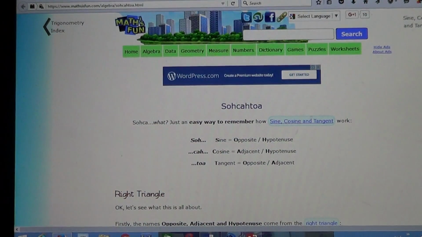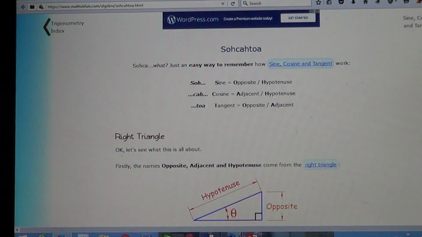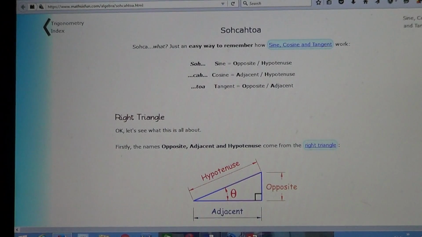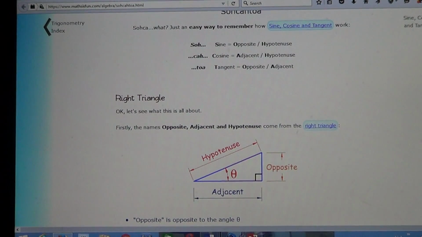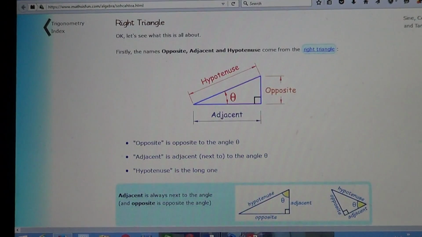The second resource is a website called Math is Fun. The site is very easy to access and it's for free. It explains what the actual word SOHCAHTOA means. A very clear explanation about the right angle triangles with a good illustration of the sides of the triangle, like hypotenuse, opposite and adjacent sides. Colorful illustrations are provided to create emphasis for different concepts.